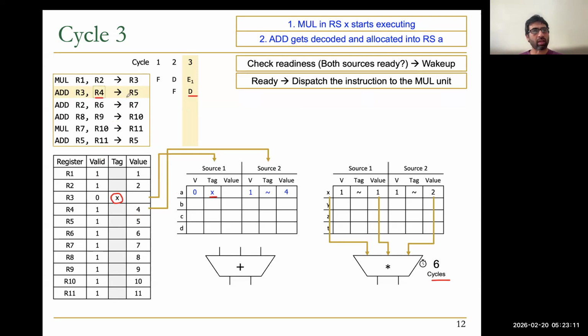So the second operand is R4. Now when you look at R4, it is valid, right? So we copy the validity information here, and we also copy the value of that register in the reservation station A. However, since both bits are not valid, one is 0 and the other is 1, it means that both of the operands are not available, so we need to wait, which means that this instruction cannot start execution.